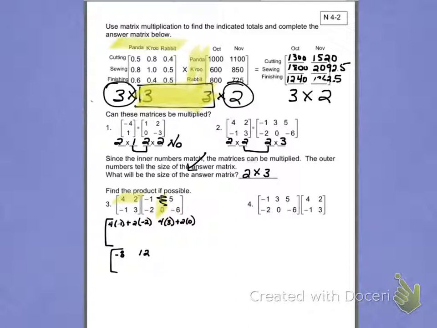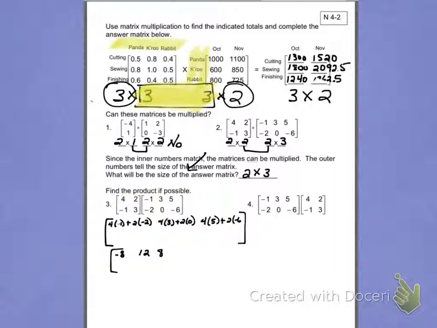And now the last multiplication we're going to do is the first row times the last column, and it goes in the first row, in the third spot in our answer matrix, and that's going to be 4 times 5 plus 2 times negative 6, which is 20 plus negative 12, which turns out to be 8. Very good.